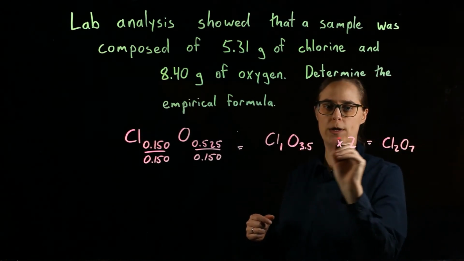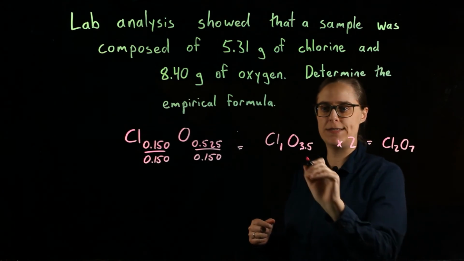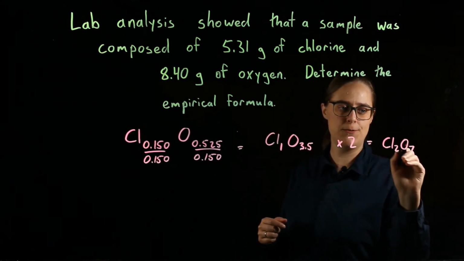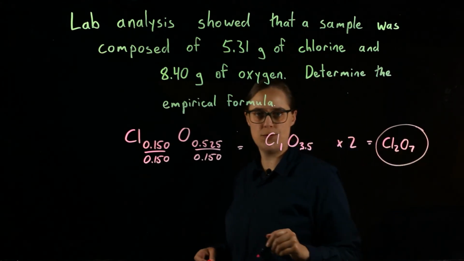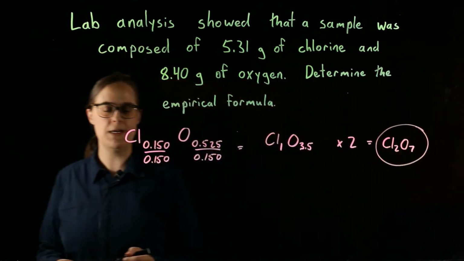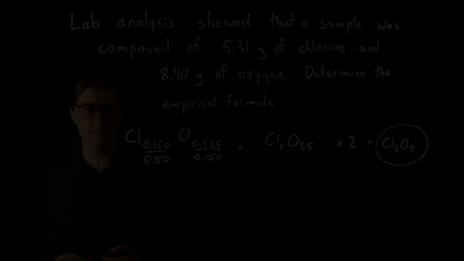Cl2O7. 1 times 2 is 2 chlorines. 3.5 times 2 is 7 oxygens. And this Cl2O7, this is my empirical formula.